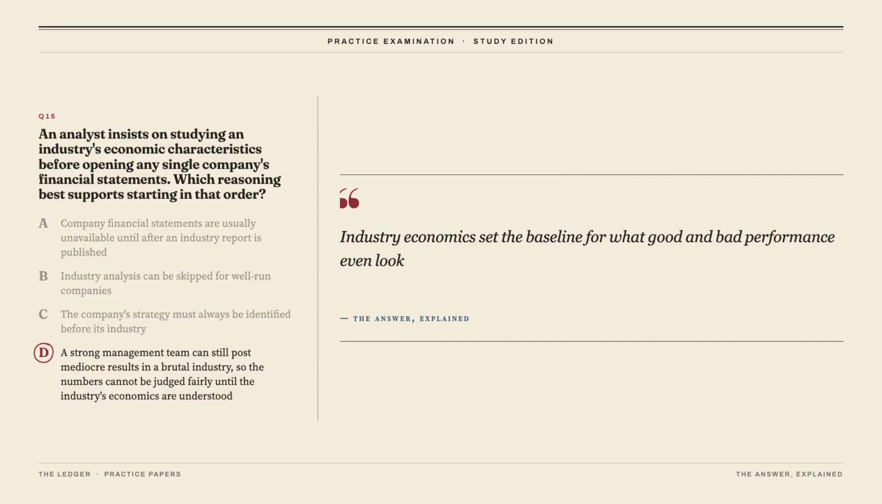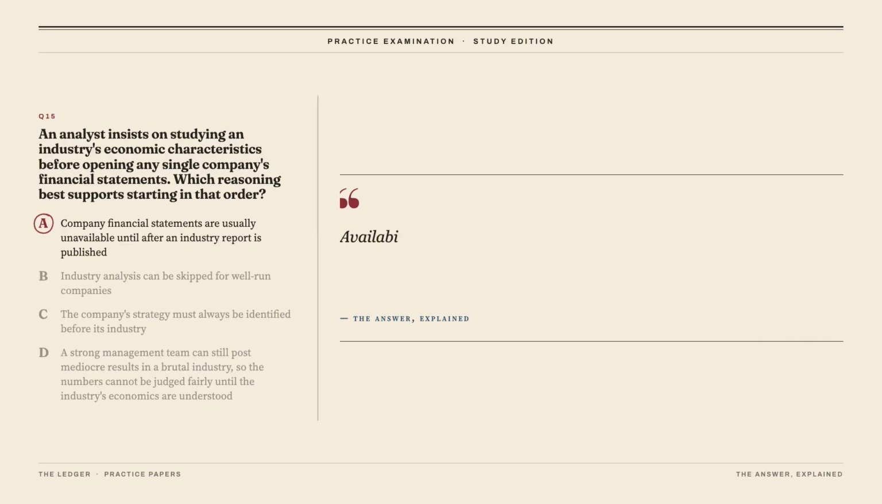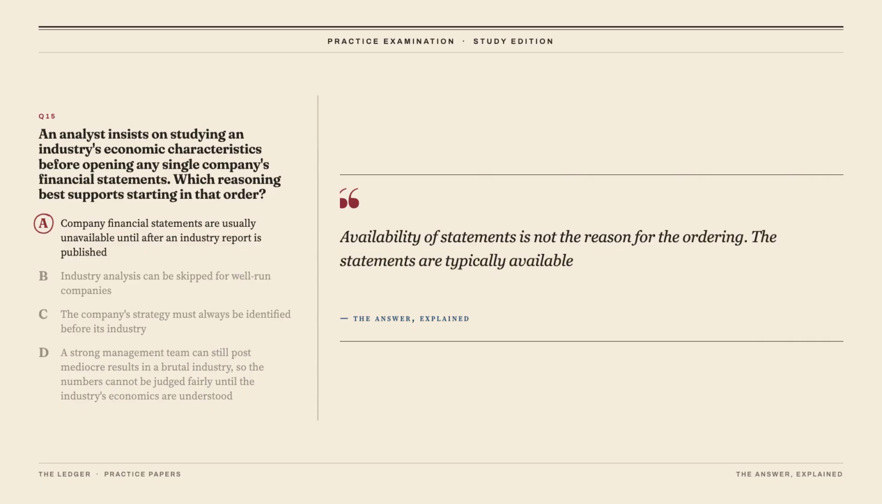A capable team can be dragged down by a punishing industry, and a weak team can coast in a sheltered one, so the numbers only become interpretable once the industry context is established. A is wrong because availability of statements is not the reason for the ordering. The statements are typically available. The point is that they cannot be interpreted without industry context.